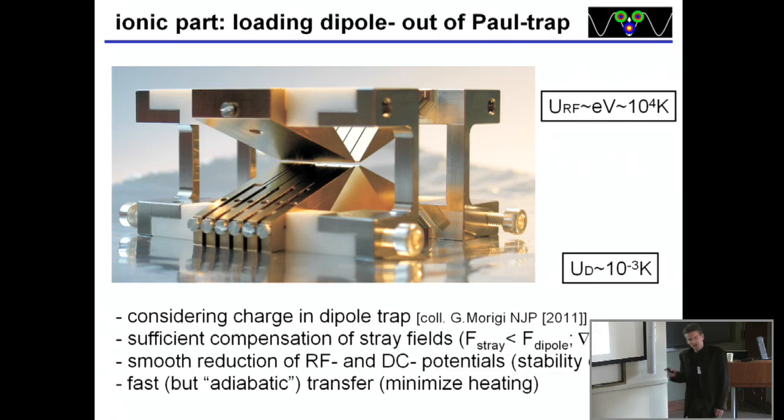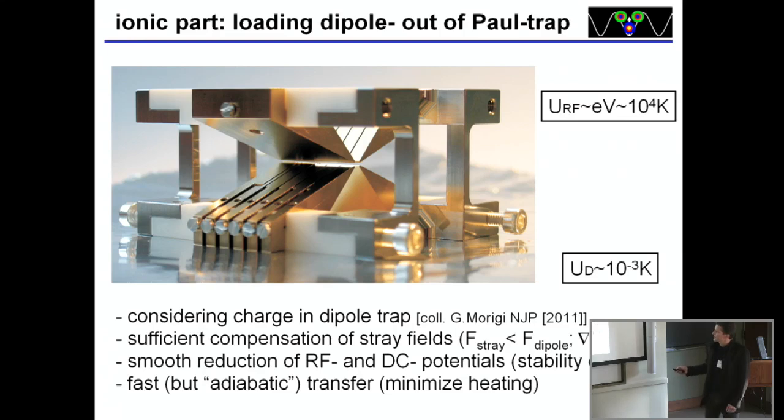In our case, not to compensate micromotion. So micromotion in the optical dipole trap, as I told you, will be of no influence as long as the RF fields are off. So if we have purely optically trapped ions, there is no micromotion. But still, the stray fields might push our ions out of the tiny optical confinement, out of the tiny optical traps.